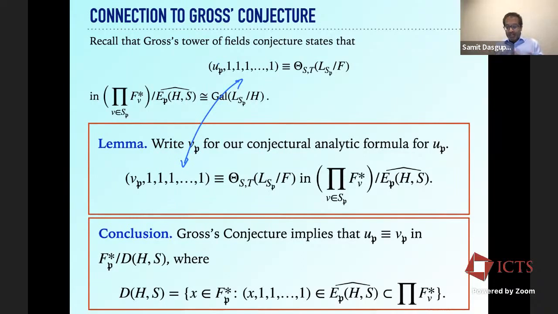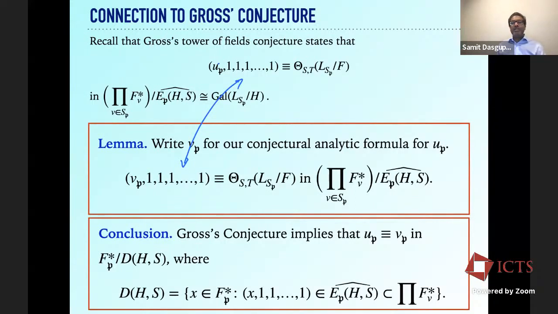But again, this all holds only in the quotient, right? So this holds in the quotient by this group of units, the group of P units. So in other words, it means that Gross's conjecture holds in the subgroup of FP, the quotient by this thing I call DH. That is, it's the elements of FP star such that X111111 is in the topological closure of the group of P units. Okay, so this conclusion just follows directly from what's on the slide already. It's just restating what's on the slide.